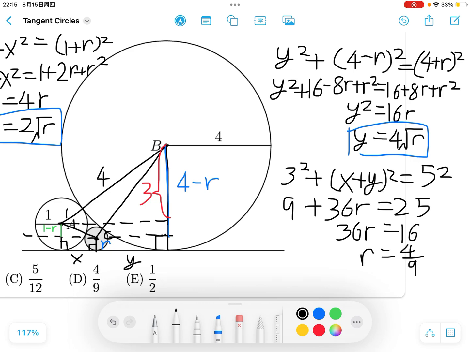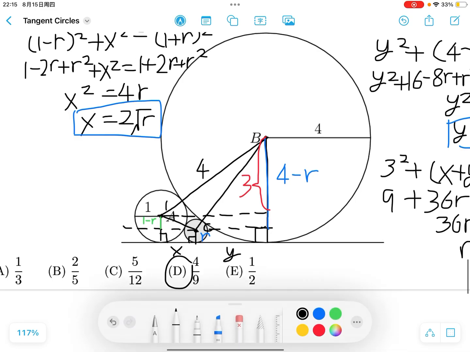So problem solved. The key here is to choose the right lines to connect and also choose the right triangles.